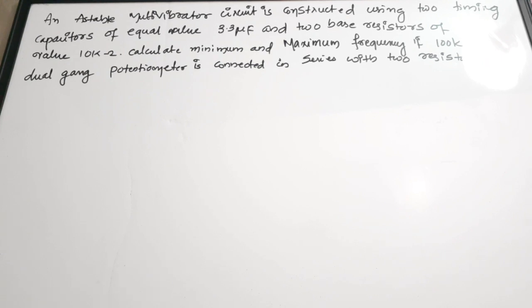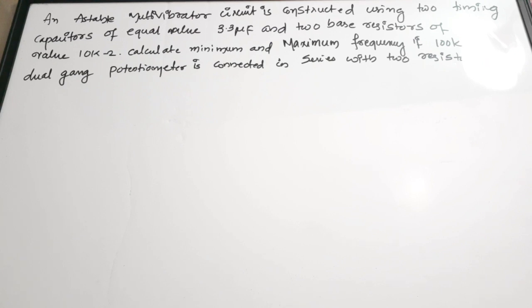An astable multivibrator circuit is constructed using two timing capacitors of equal value 3.3 microfarad and two base resistors of value 10K. So both the resistors and capacitors are of equal value R and C. Calculate the minimum and maximum frequency if a 100K ohm dual gang potentiometer is connected in series with the two resistors. So not just the two resistors, but another potentiometer is also connected with it. And we need to find the minimum and the maximum frequency of the wave generated by this astable multivibrator circuit.